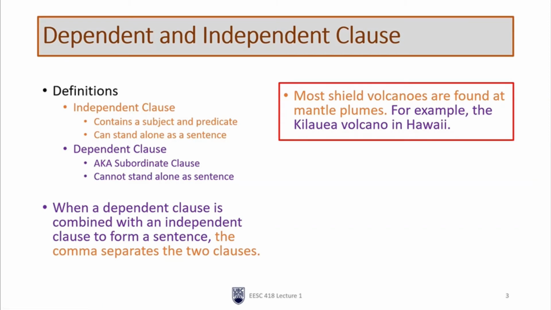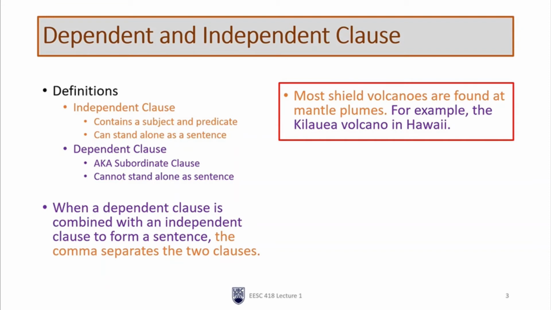Moving on, let's talk about the dependent and independent clauses. And these are important because they will affect a number of the grammatical errors that we're going to be talking about to come. So when we're talking about comma splices and fused sentences or run-on sentences, we need to know what a dependent and an independent clause is.